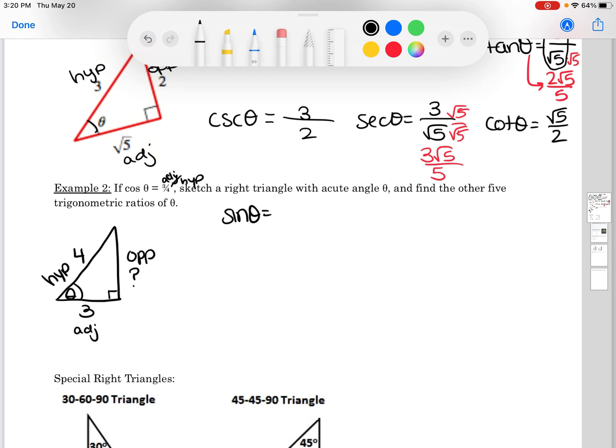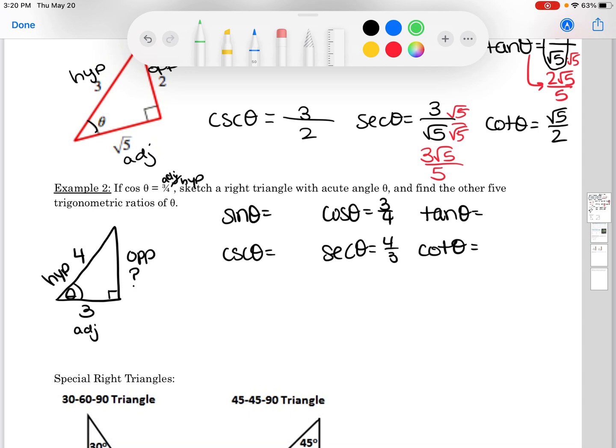All right, well, we don't know sine, but we know cosine is 3/4. We'll need tangent, and then we'll need cosecant. Secant we can actually get without doing any work. We'll just flip it over. And we'll need cotangent. All right, so to find that third side, what we can do is just use the Pythagorean theorem. a squared plus b squared is equal to c squared. So that's 3 squared plus something squared, we don't know what it is, equals 4 squared. All right, so that's 9 plus something squared is equal to 16.